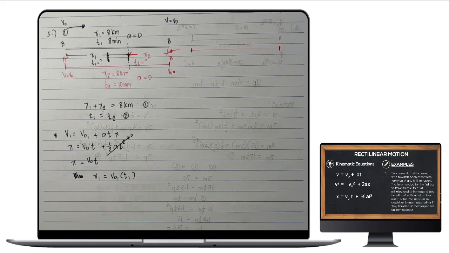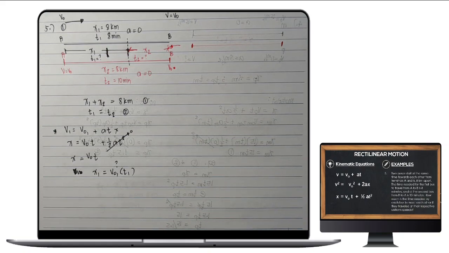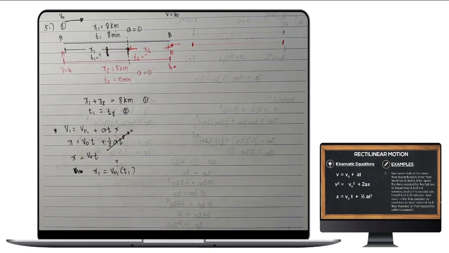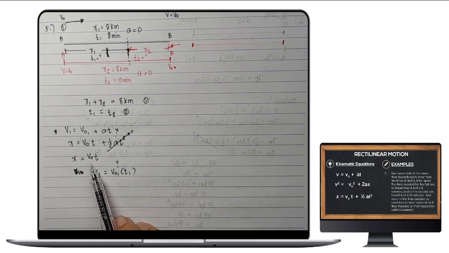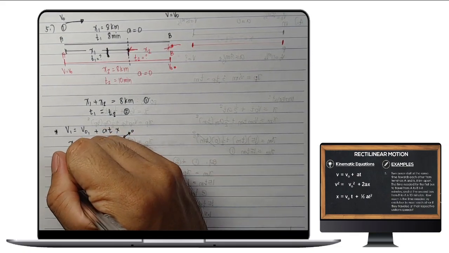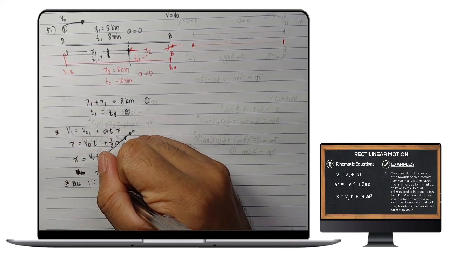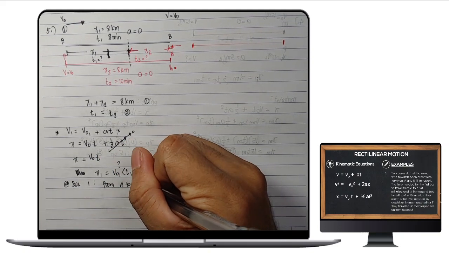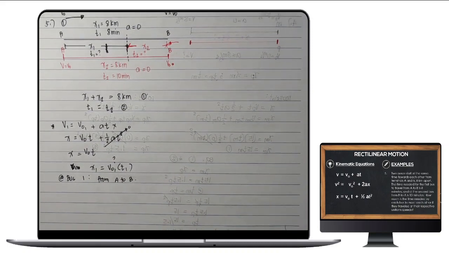So we need to find the initial velocity 1. Since we have the distance covered, which is 8 kilometers, and the time covered, which is 8 minutes, and the acceleration is 0. Okay? So we have the distance, the velocity, the time. So let's say at bus 1, from point A to B. So let's find first the velocity of bus 1.